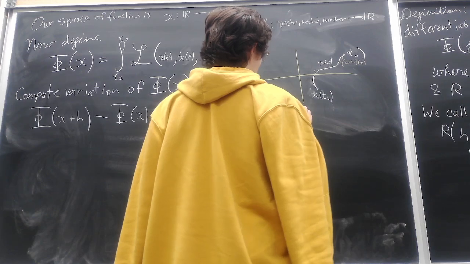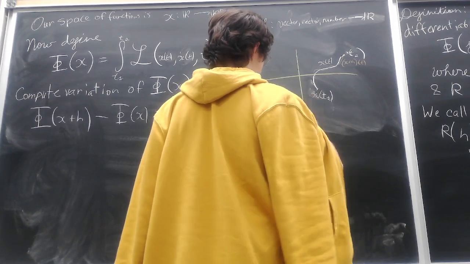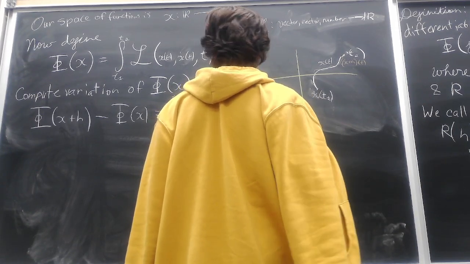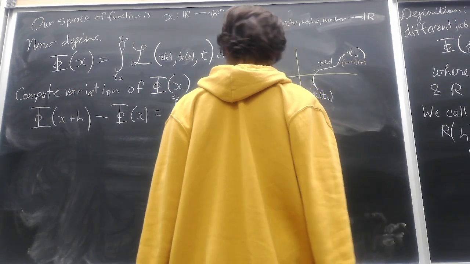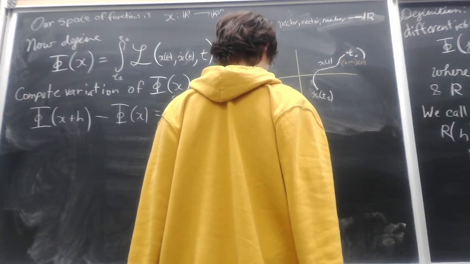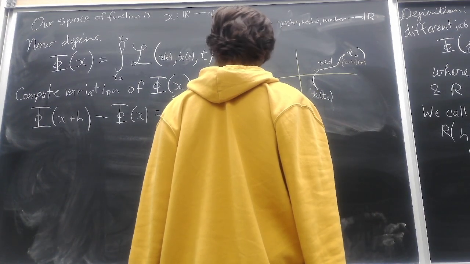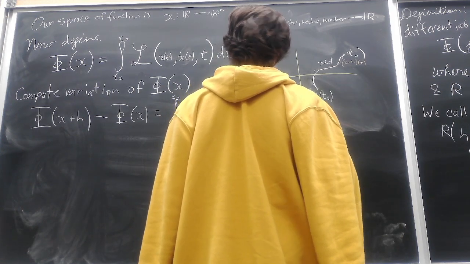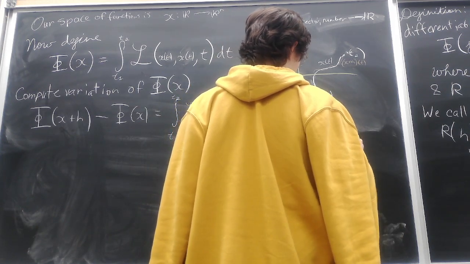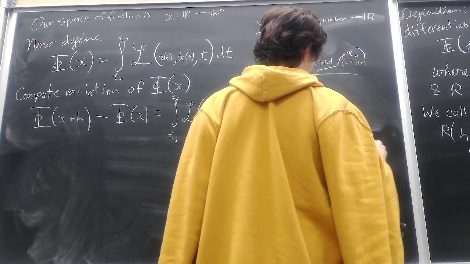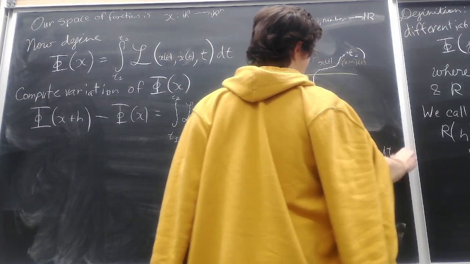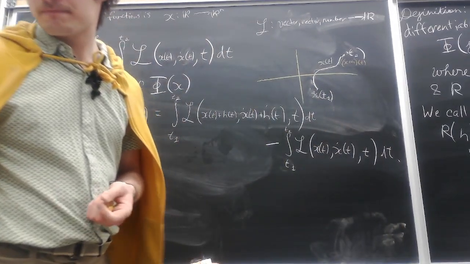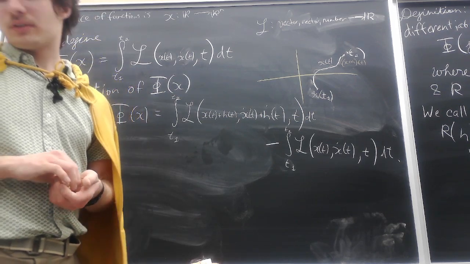Okay. So this is dt, and then I want to subtract from this the integral from t1 to t2 of L of x of t, x dot of t, t dt. People agree with this, yes?